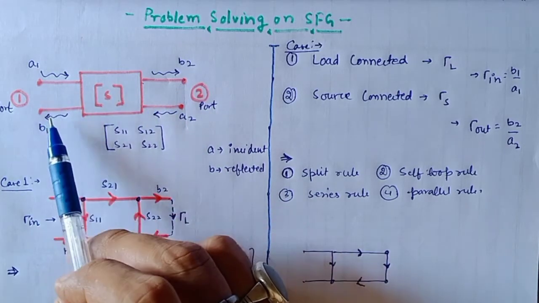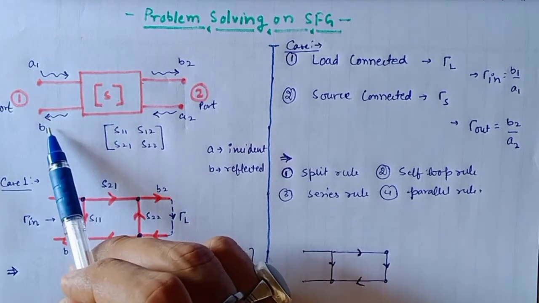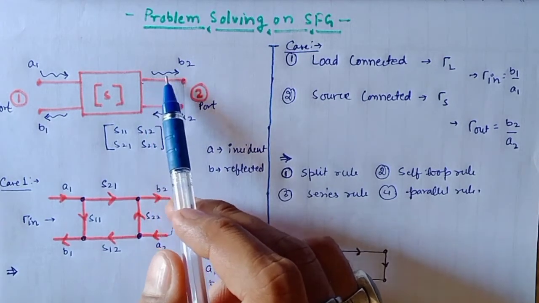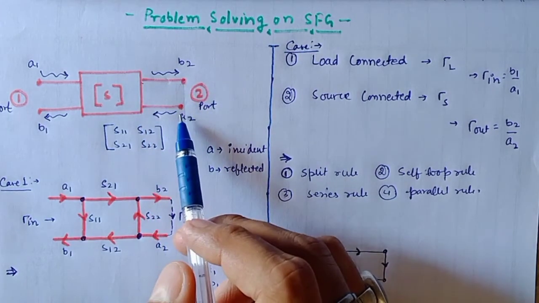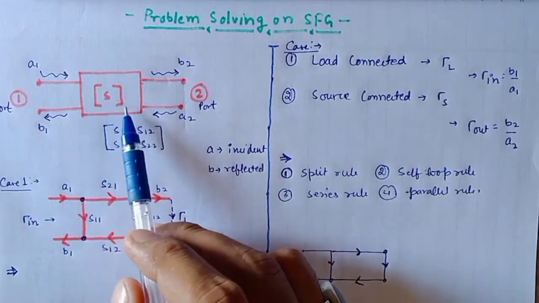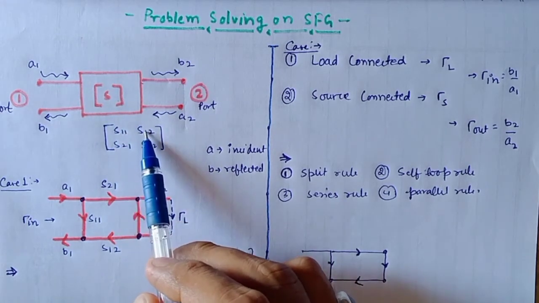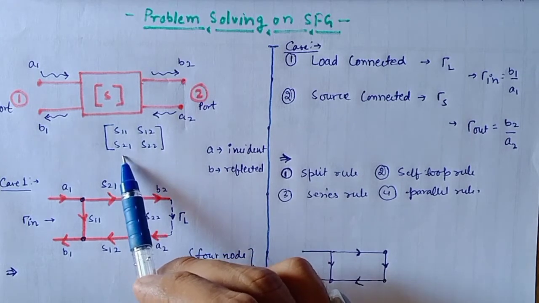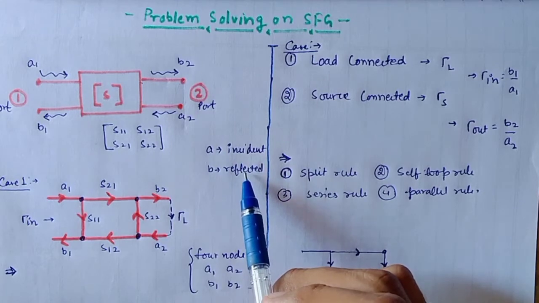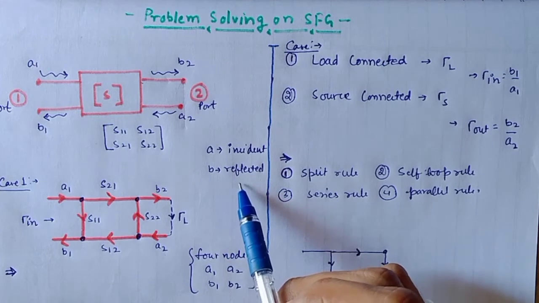The incident signal and the reflected signal are defined as A1, which is the incident signal at port 1, B1, which is the reflected signal at port 1, B2 is the reflected signal from port 2, and A2 is the incident signal at port 2. This two port network is defined by the S parameters. As it is two port, we will have the four elements S11, S12, S21 and S22. A and B I have written here as incident and reflected signal. Wherever A is there, it denotes the incident signal at that port, and B denotes the reflected signal.